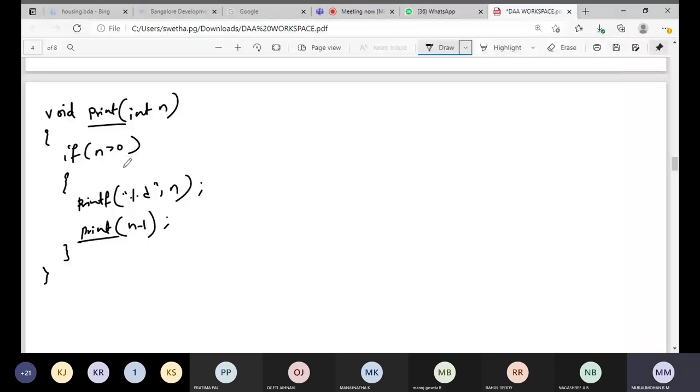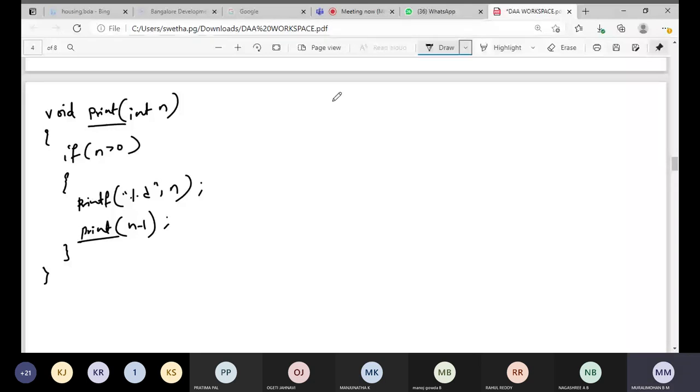Here, is there any doubt? Kindly respond, please. Is it a recursive algorithm we are having? Is it a recursive function we are having? Kindly respond, please. No, sir.